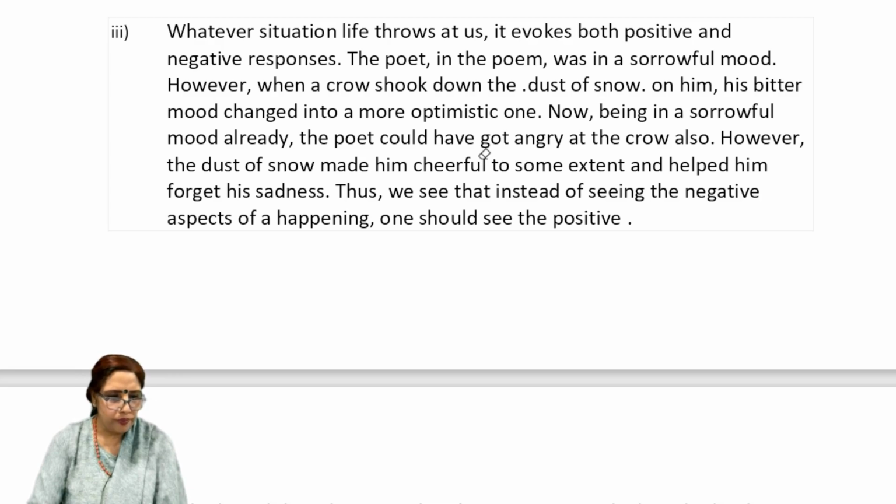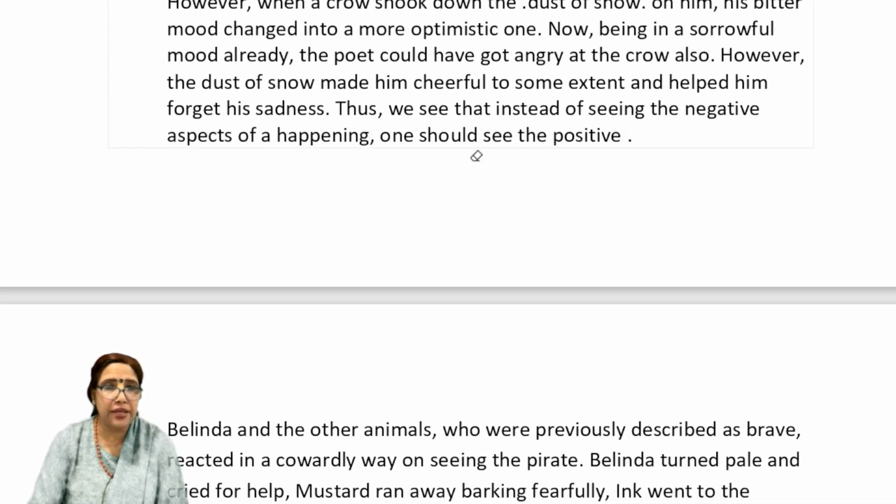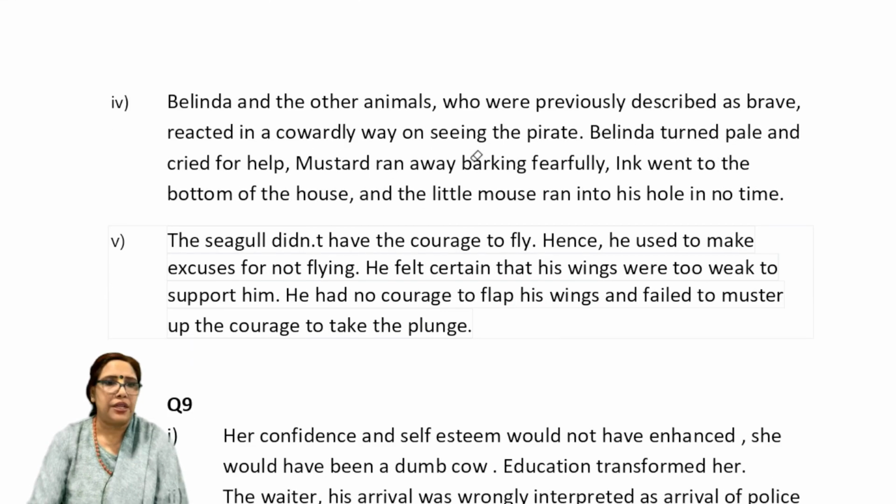Now we come to the next part, part 4. Belinda and her animals have been described as brave, but on seeing the pirate, they behaved in a cowardly manner. Yes. So naturally, Belinda and her other pets, who previously described themselves as brave, reacted in a very cowardly manner at the arrival of the pirate.